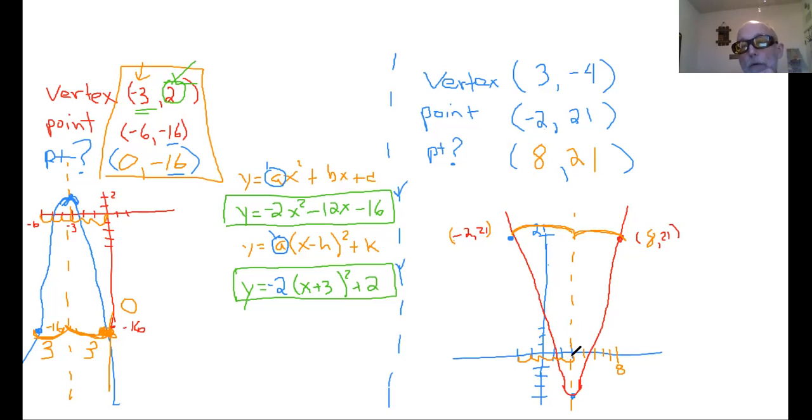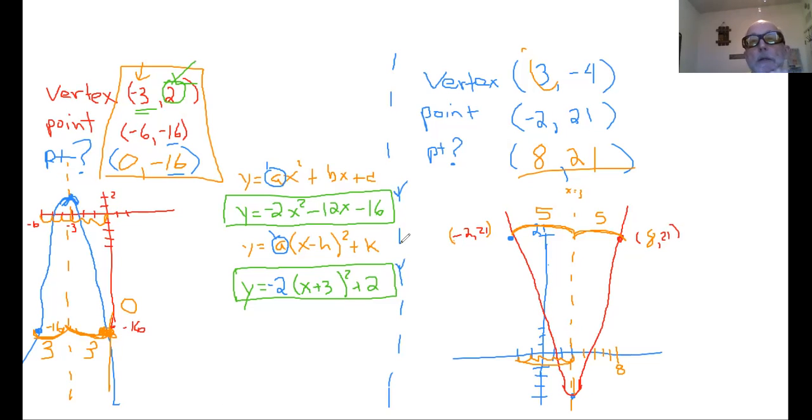I figured out how far it is from the center to the edge, right? It was 5 to the left. So I had to go 5 to the right, right? So I started at 3. Remember this line right here is at x equals 3, because that's the vertex, right? So I started at 3 and I went 5 to the right. That means it's at 8. Okay, so now we know the points. We have to go to the calculator and plug those numbers in, see what happens, right?